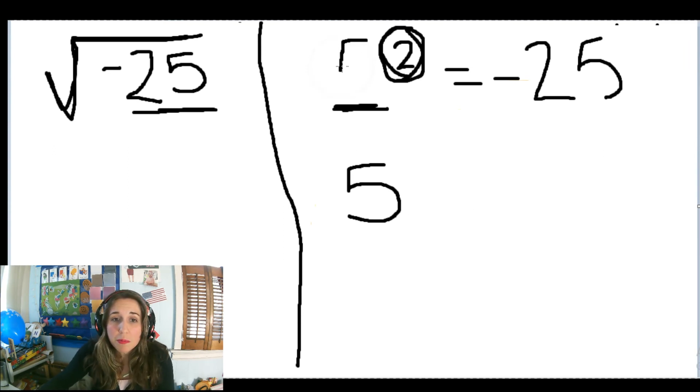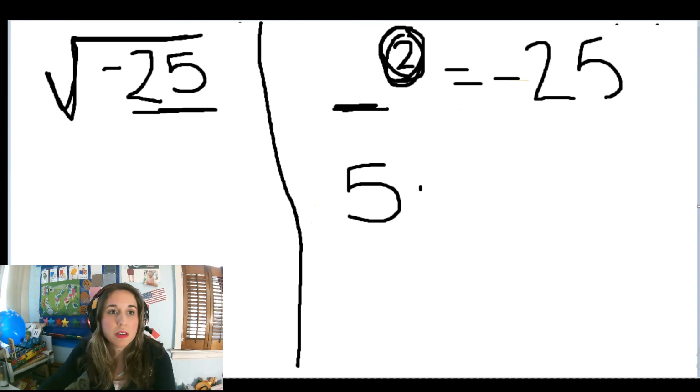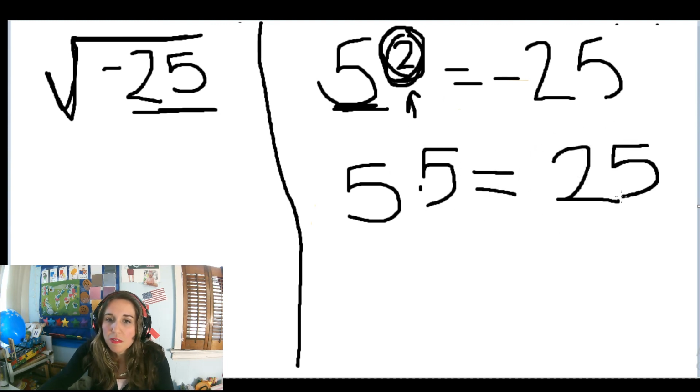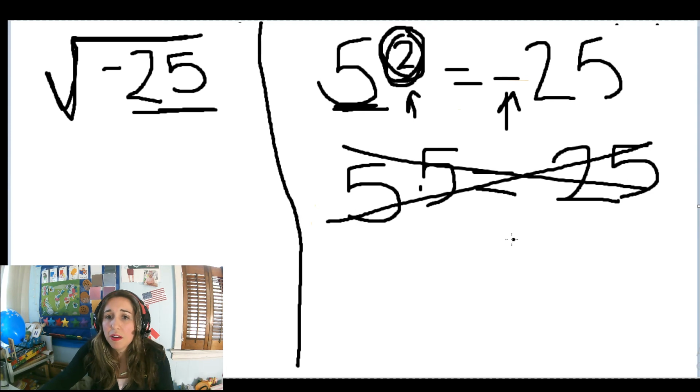So if I'm squaring positive 5, that means I want 2 copies of positive 5. I'm just going to make this look a little better so that it's very clear that I'm squaring it. So I'm taking 2 copies of positive 5 and multiplying them together, right? So 5 times 5, well, that gives me 25, but I need negative 25. That's important. Okay, so that didn't work. So it's not positive 5. Well, the only other choice I have is negative 5. Okay, so let's see if negative 5 works.